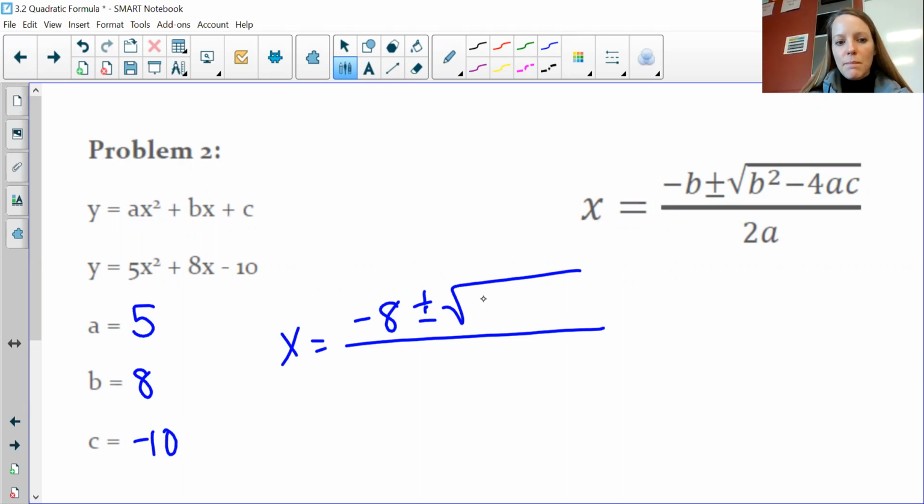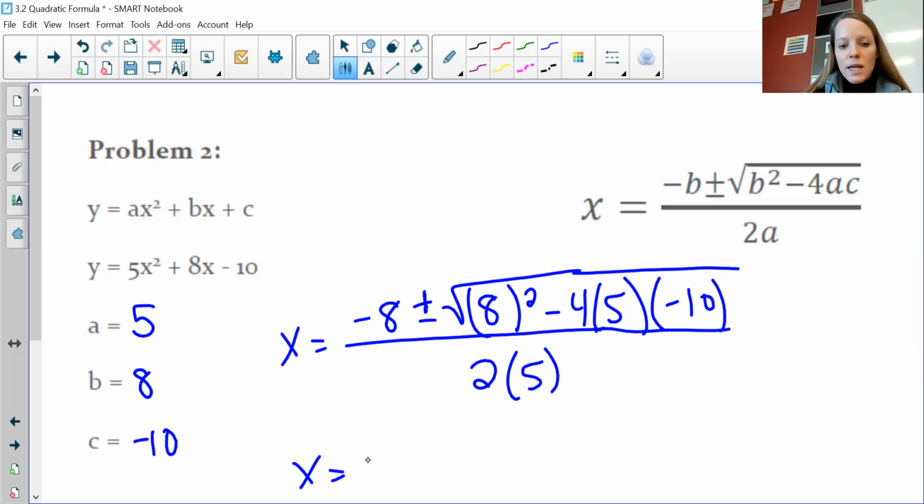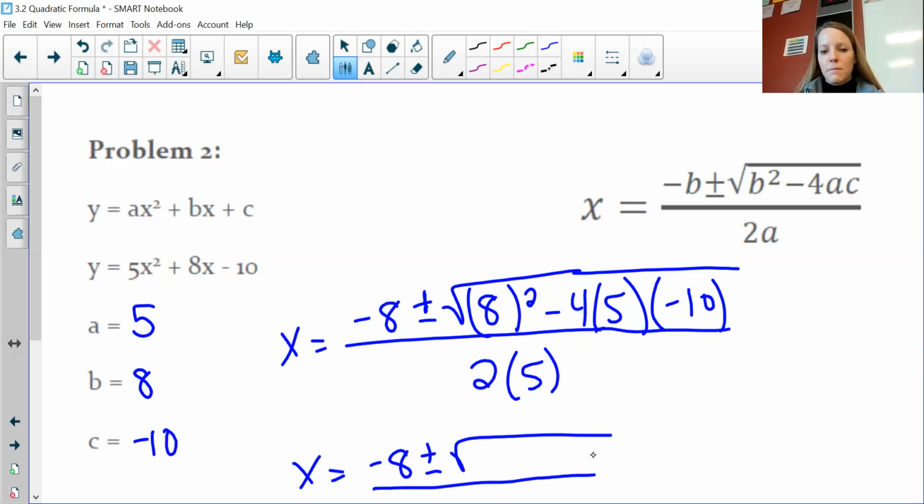And I get b squared, so 8 squared. And I really like to use brackets to make sure, if I am plugging in a negative number, I don't get an incorrect sign. So put b squared in brackets, it will make your answer more accurate, or more often accurate, I suppose. Okay, so underneath the square root sign, 8 squared minus 4 times 5 times 10.